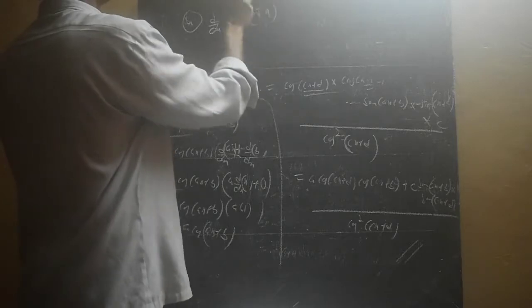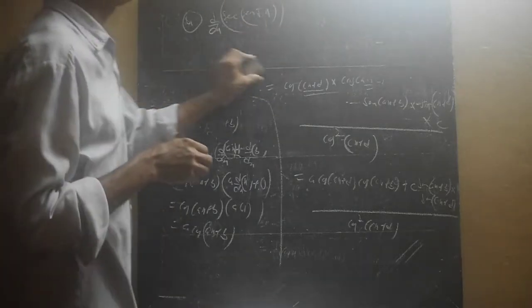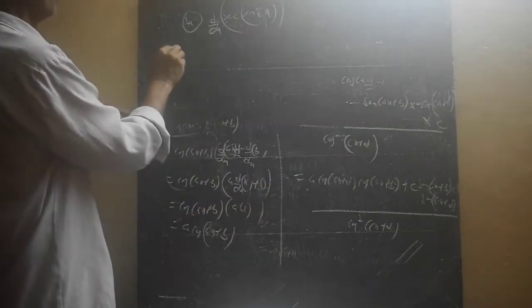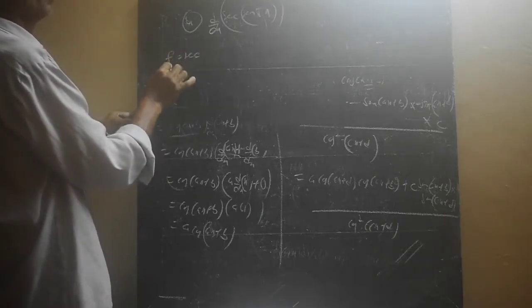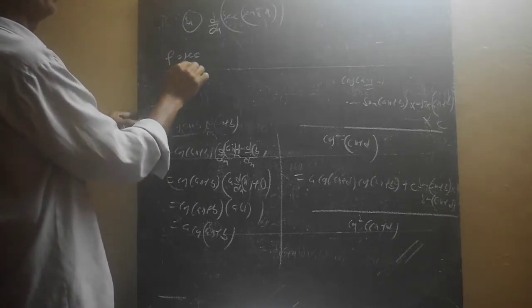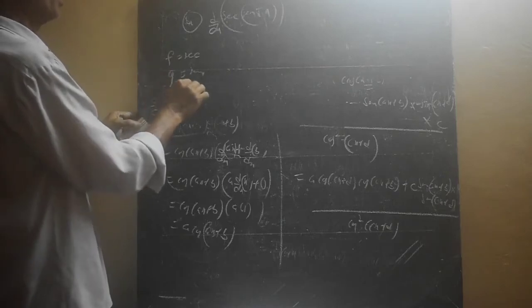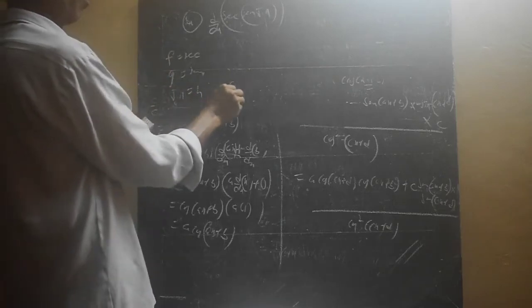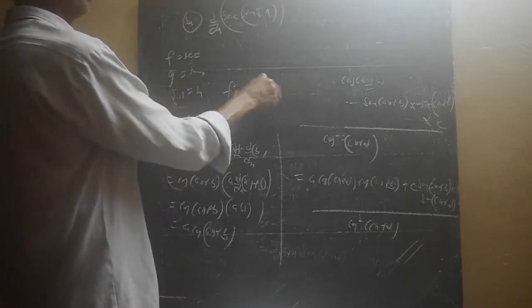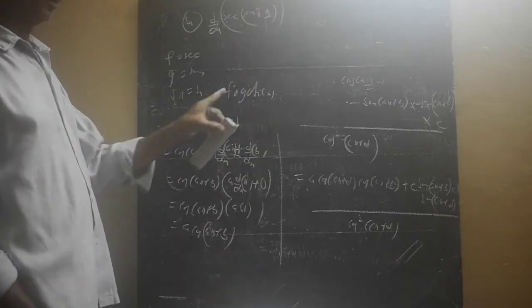It is function of function of function. Not only two functions are involved here. f is the sec function, g is the tan function, and root x is the h function. Therefore, it is f of g of h of x.